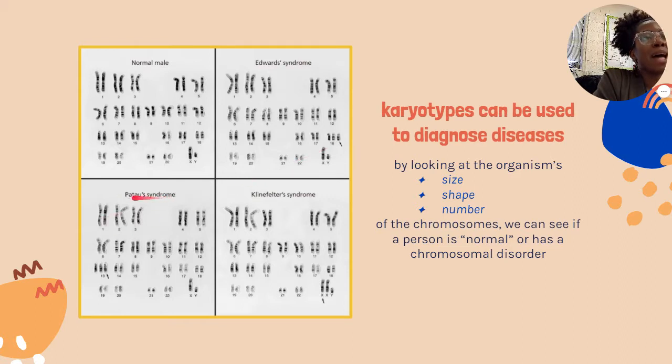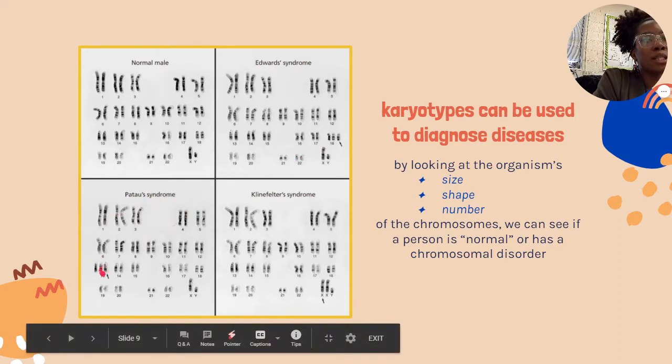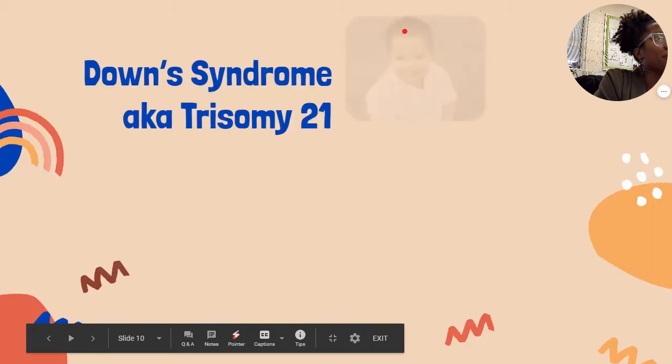Then we have what's known as Patau syndrome, which is an extra chromosome at place 13, and Klinefelter syndrome, which is an extra X chromosome. You don't have to memorize any of these syndromes. I'm just telling you what they are.